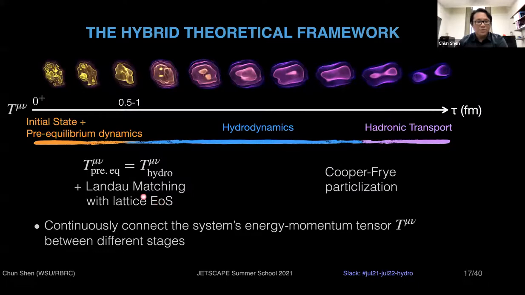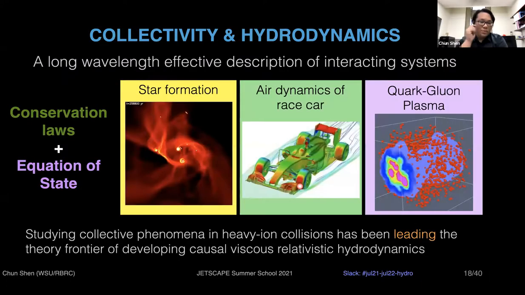with the equation of state to map the initial energy momentum tensor into hydrodynamic fields like energy density, pressure, and the flow velocities. At late times, you will convert fluid cells into particles through the so-called Cooper-Frye particlization, which we'll discuss in a moment. So that's the general idea of how a hybrid theoretical framework is set up in heavy ion collisions.